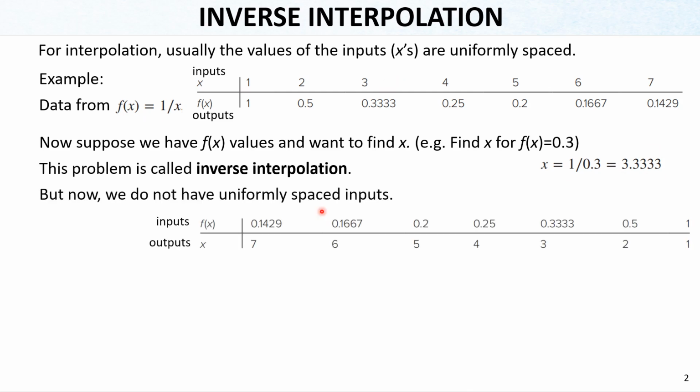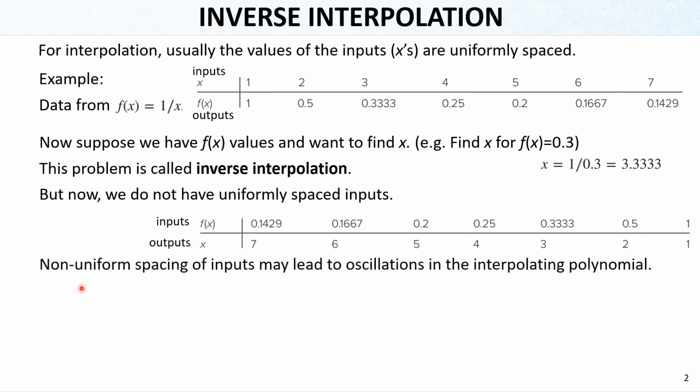How can we do this? Let's see that. But now we don't have the uniformly spaced inputs. The inputs become actually reversed. We took the f(x)'s to the top like this, and these are not uniformly spaced, as you can see. And the outputs are uniformly spaced now. Non-uniform spacing of inputs may lead to oscillations in the interpolating polynomial. As we said, we don't need to have uniformly spaced data, but if it is not uniformly spaced, then there can be oscillations, there can be some issues.